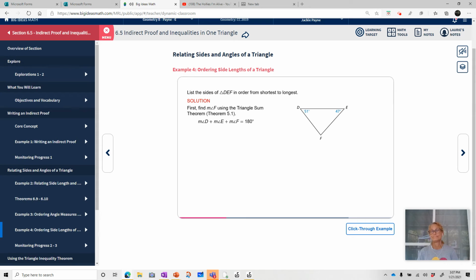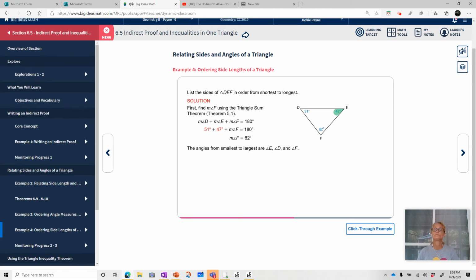Substitute 51 degrees for the measure of angle D and 47 degrees for the measure of angle E. This gives you the equation 51 degrees plus 47 degrees plus the measure of angle F is equal to 180 degrees. Use the subtraction property of equality, and the measure of angle F is equal to 82 degrees. The angles from smallest to largest are angle E, angle D, and angle F.